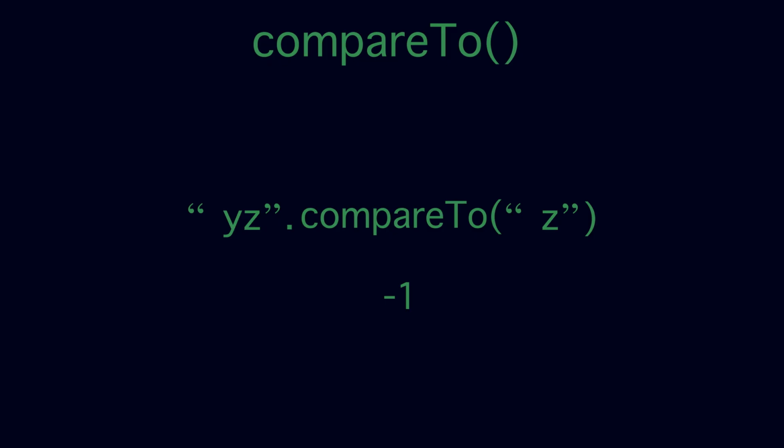Finally, if the strings start the same, it will simply give the difference in values for the first differing letter. If the strings are the same though, it will return 0.